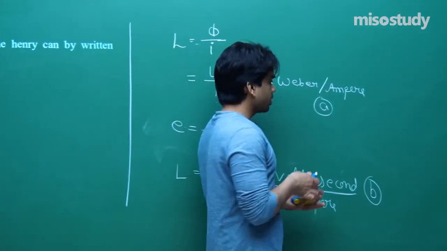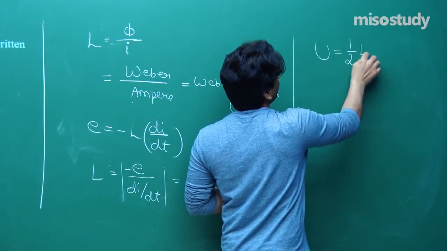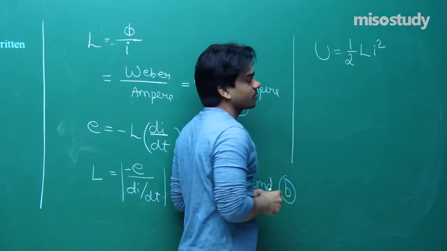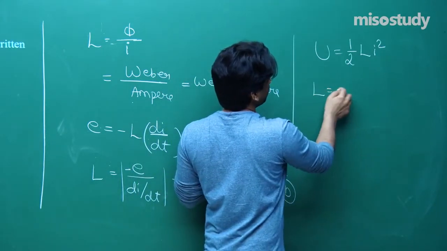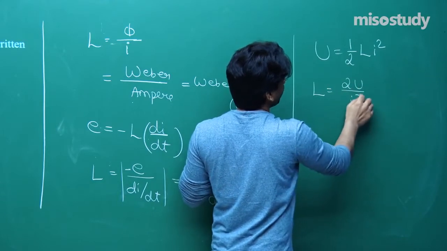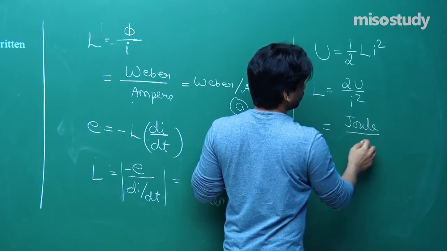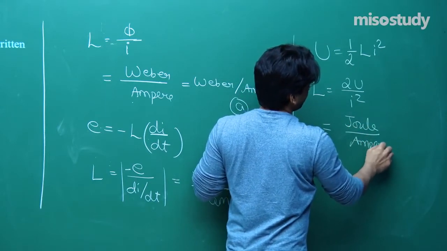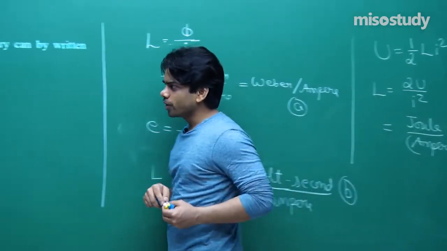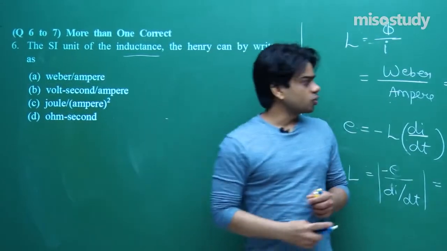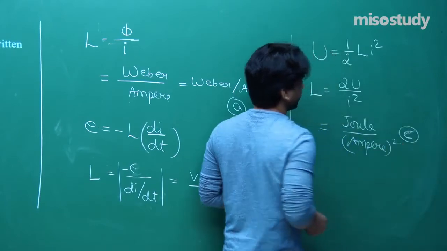Next, the energy stored within a magnetic field is given as U equals half L I square. If I write inductance from this, it comes out as 2U by I square. Simplifying, in units I get joule per ampere whole square. Option C, joule per ampere whole square, is also matching, so option C is also correct.